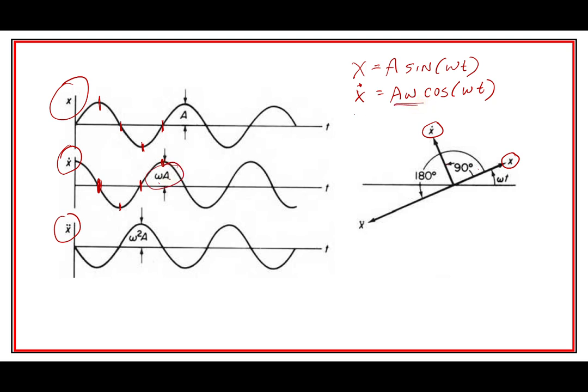And then if you take the second derivative of that, it's going to be negative, A omega squared times the sine of omega t. And that is going to be 90 degrees out of phase with the velocity, but 180 degrees out of phase with the position. So you'll see that here's that spot, and here's that spot, and they're out of phase with each other.